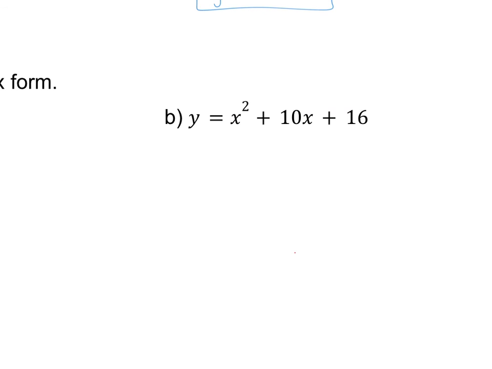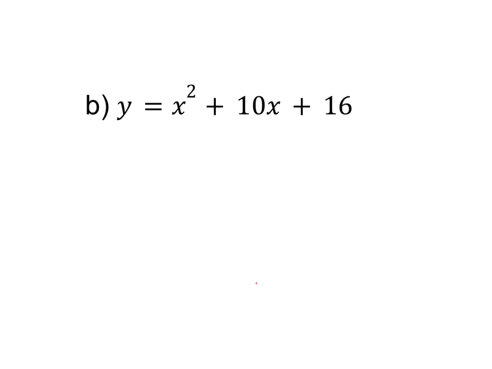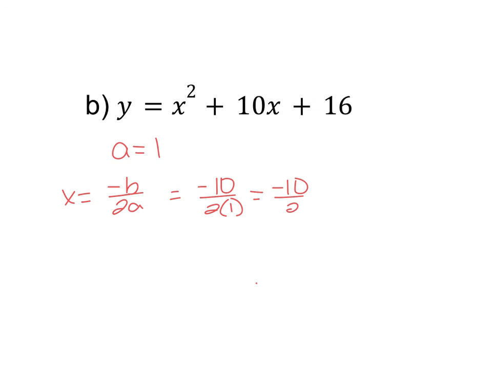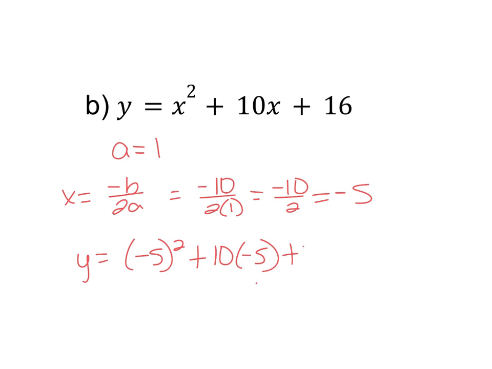Okay, let's do another one. So we identify the A. Your A is 1. Find your vertex, negative b over 2a. So that would be negative times 10 over 2 times 1, which would be negative 10 over 2, so your x is negative 5. Plug that back in. We would have, for your y, negative 5 squared plus 10 times negative 5 plus 16. And I'm definitely using a calculator on this one. You get negative 9.